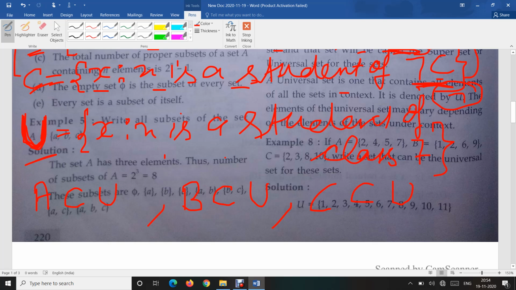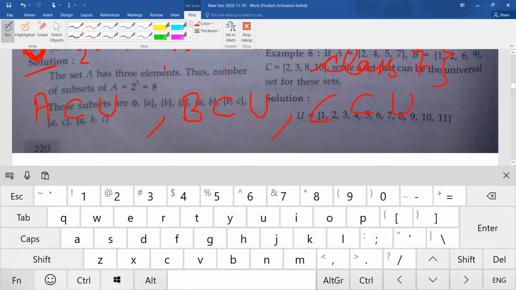Hope you understand and are clear about all these things: subsets, proper subset, superset and universal set. In the next class we will do some questions, that is exercise 19.2, based on these topics. If you have any problem regarding these topics, then you can ask. I will clear it up in the next class.